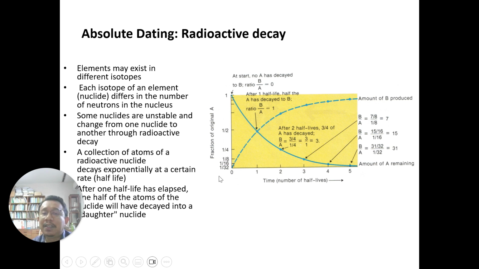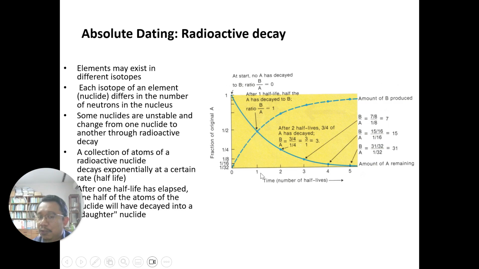So after a certain amount of time, one half-life, let's say 500 million years, the amount of material A has now reduced to half of the original amount, because of the half-life. And half of it has changed into the daughter nuclide, which is material B.